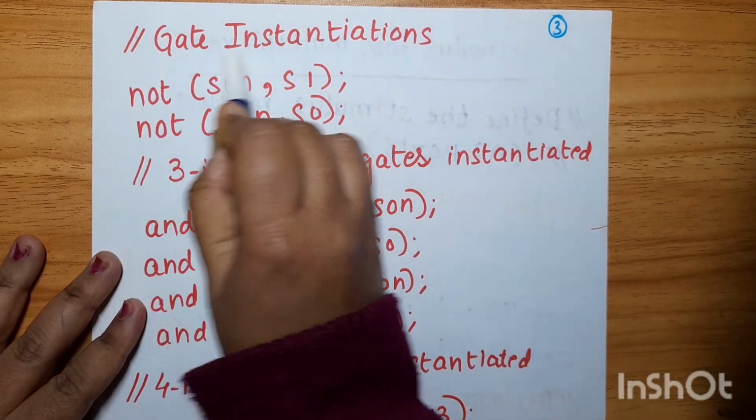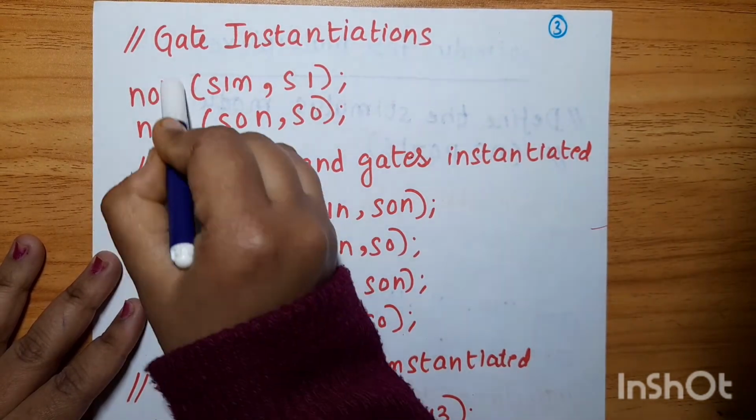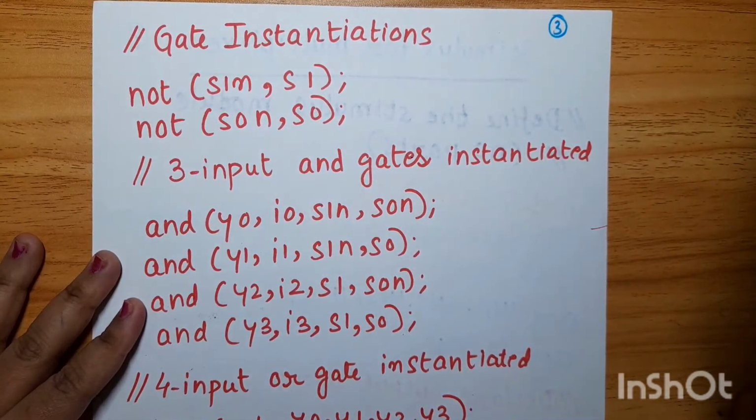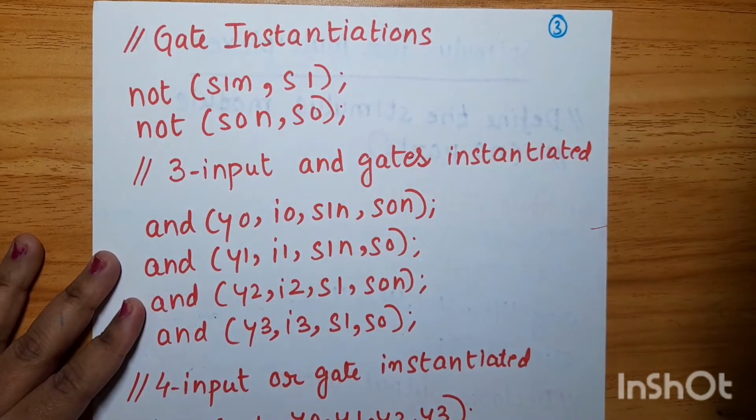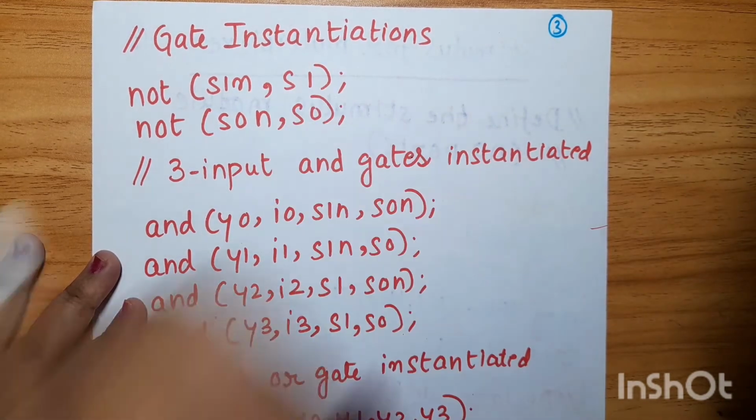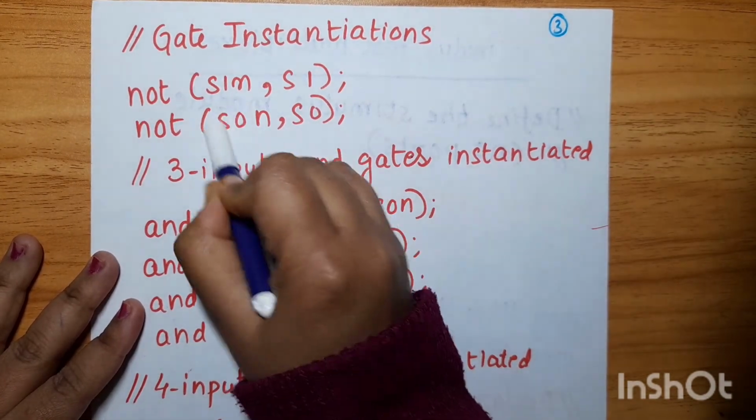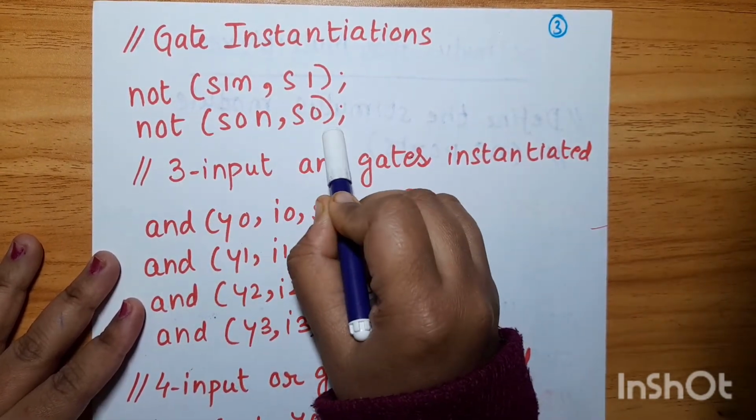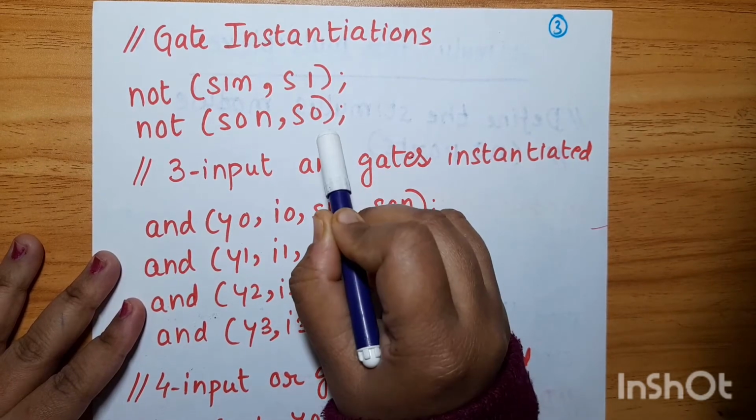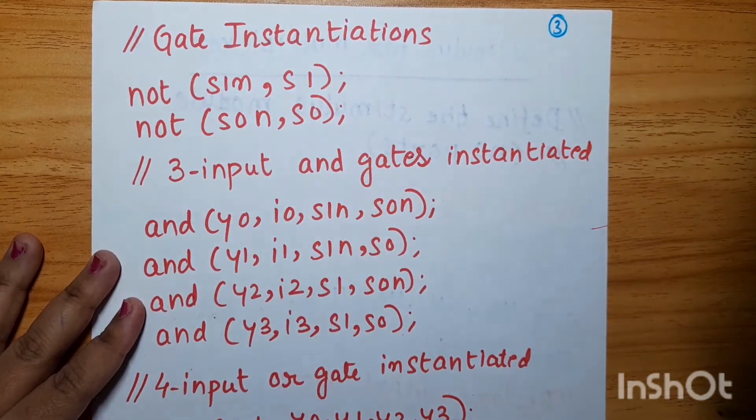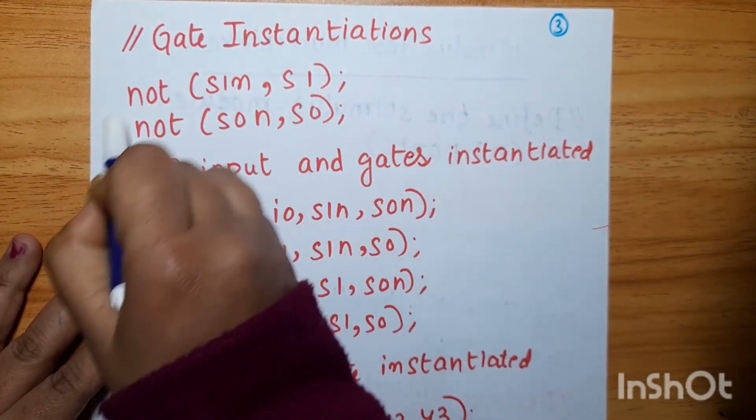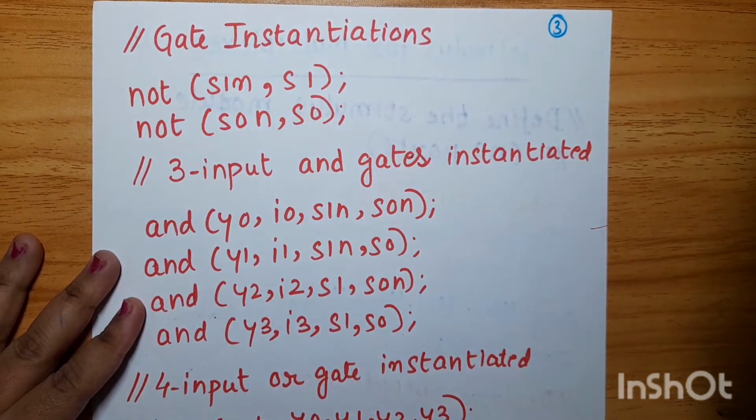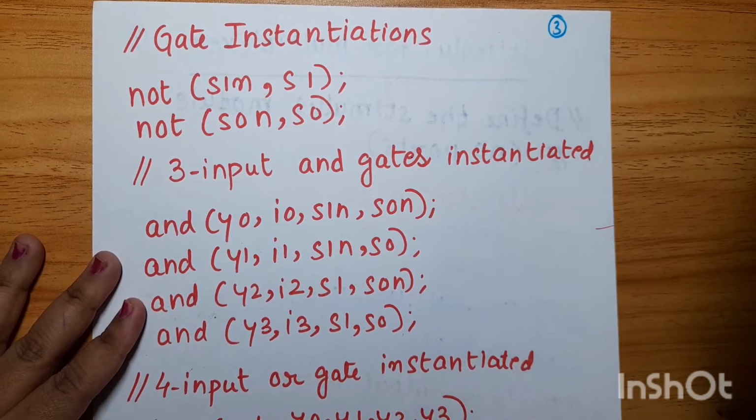Now here is the gate instantiation of two NOT gates. S1N is the output, S1 is the input, S0N is the output and S0 is the input. You just realize here we have not provided the instance name. So this gate instantiation is happening without the instance name, which is legally correct in Verilog.